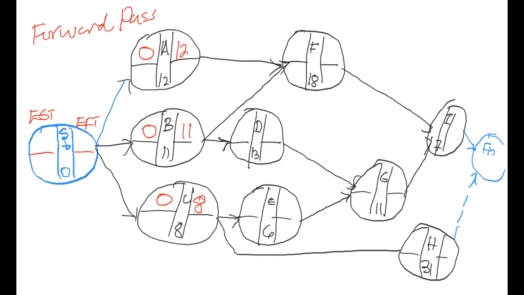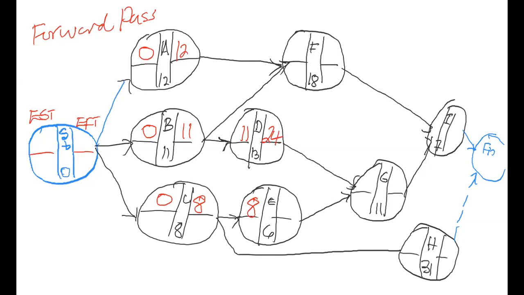Now, the early start time of activity E will be the 8 coming from activity C, where the 8 represents the early finish time of activity C. So the early start time of activity E will be the early finish time of activity C, its immediate predecessor. For activity D, the early start time will be 11, where 11 is the early finish time for activity B, and therefore forms the early start time for activity D, dog. Now 13 plus 11, that's the early start plus the duration, will give us 24. So the early finish time for activity D is 24.